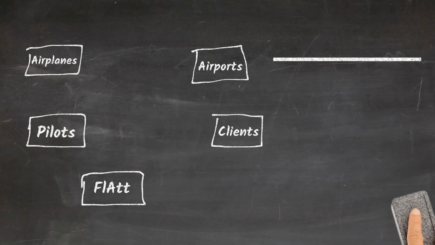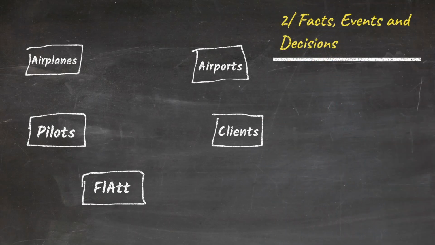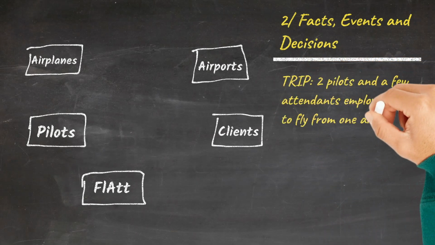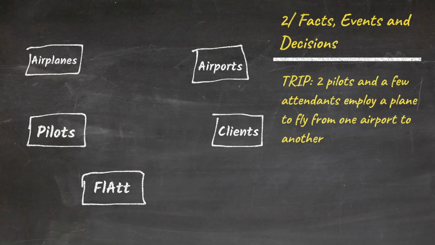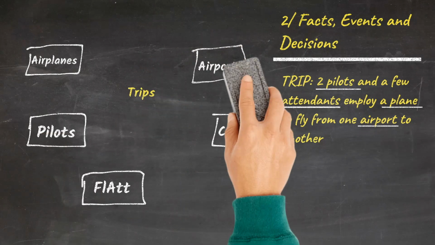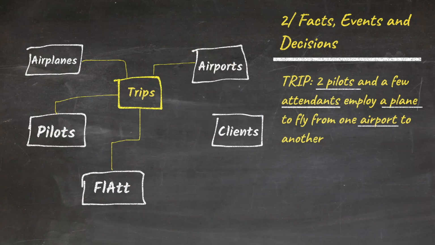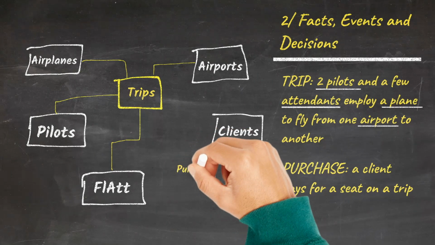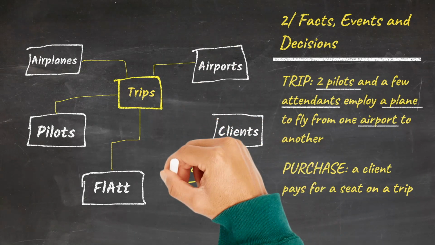The second step is the list of facts, events, and decisions. We had found 2 things: trips and purchases. Trip. 2 pilots and a few attendants employ a plane to fly from one airport to another. So, trip has 4 relations with pilots, flight attendants, planes, and airports. We draw the rectangle for this item, and then the connections. The second event is purchase. A client pays for a seat on a trip. We draw this item's rectangle with its 2 connections.